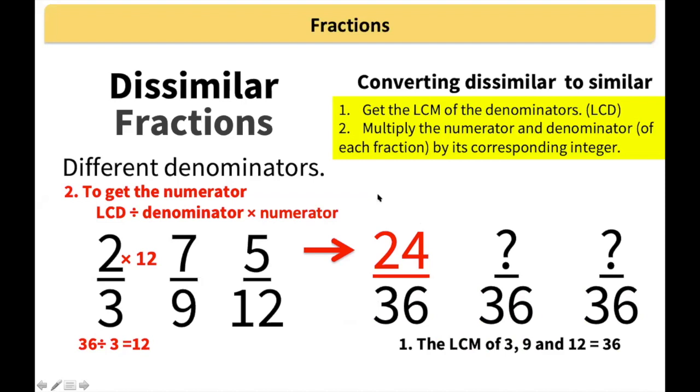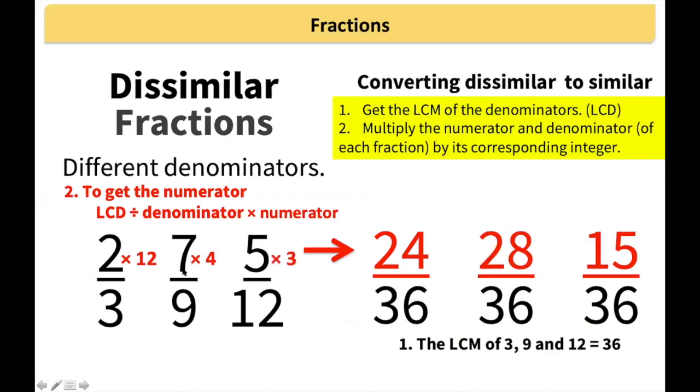Gawin din natin to sa ibang fractions. Sa 7 ninths and 5 twelfths. Okay? Bakit 4 yung minultiply dito? Kasi 36 divided by 9 is equal to 4. Kaya 7 times 4. Bakit 3 dito? 36 divided by 12 is equal to 3. Okay? Kaya 3 yung minultiply sa 5. So, we have here 24 over 36, 28 over 36, and 15 over 36.